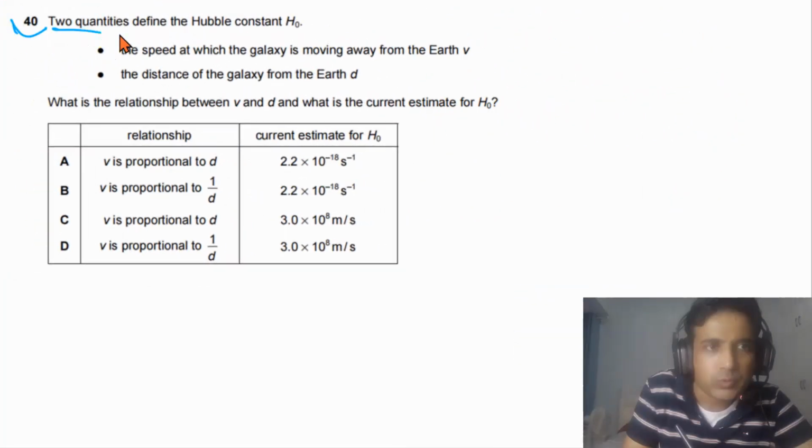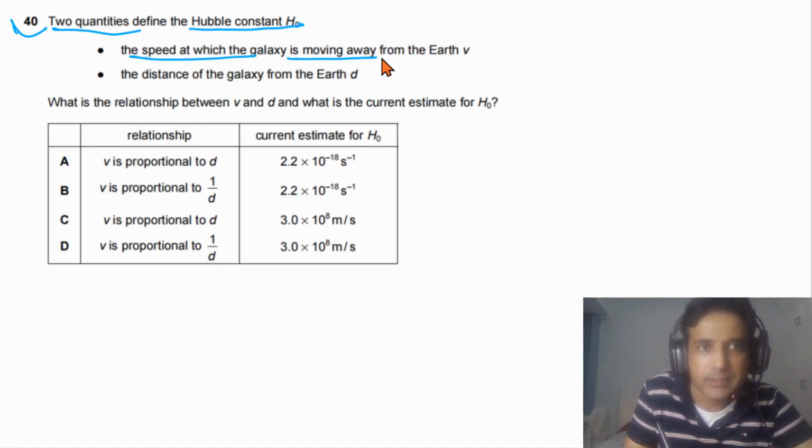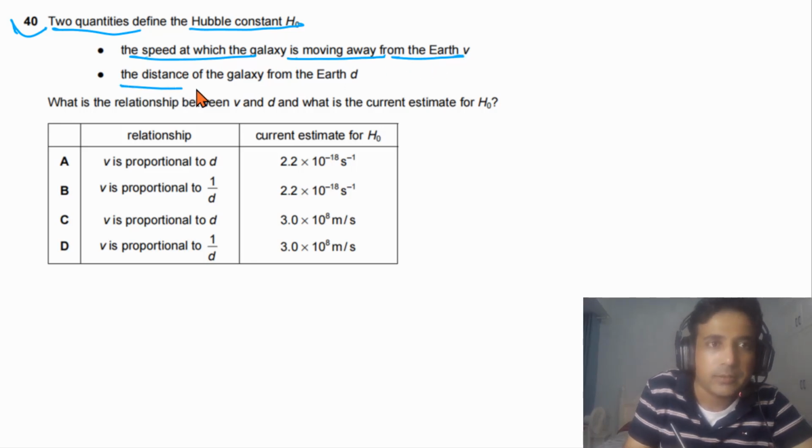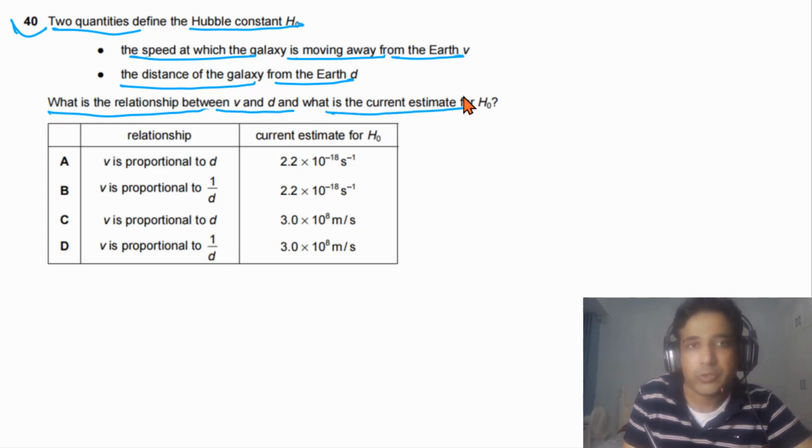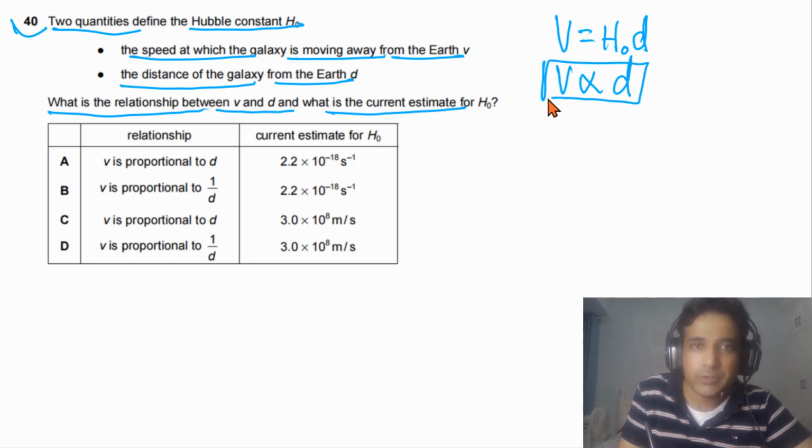Question 40 says, two quantities define the Hubble constant H0: the speed at which the galaxy is moving away from the Earth and the distance of the galaxy from the Earth. What is the relationship between V and D, and what is the current estimate for H naught? So Hubble law simply tells us that V is equal to H naught D. So from here we can say V is directly proportional to D. So this is one thing we need to understand.